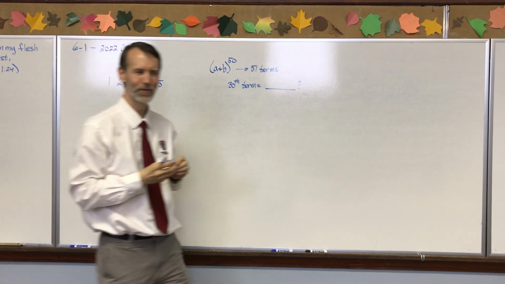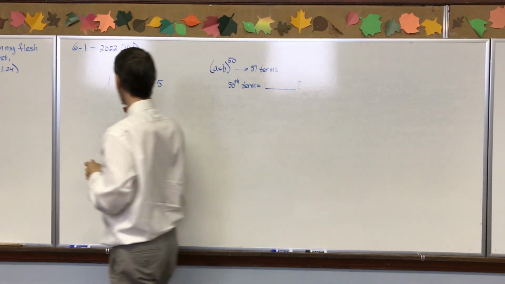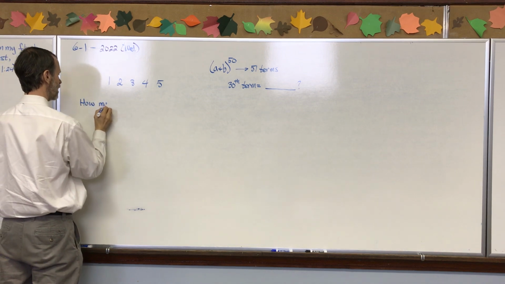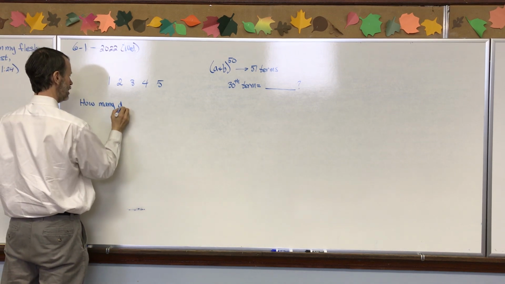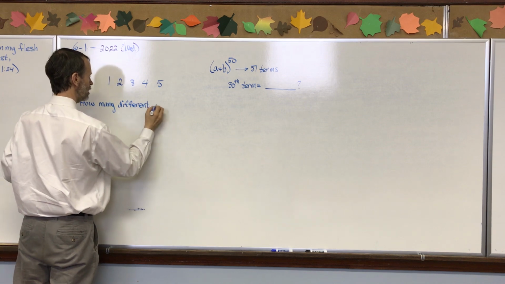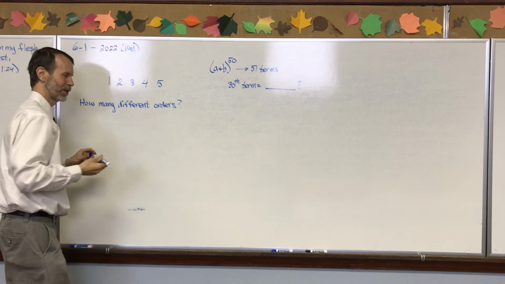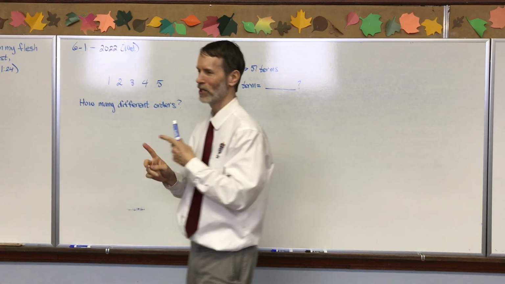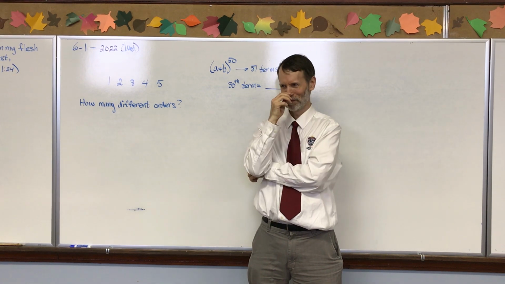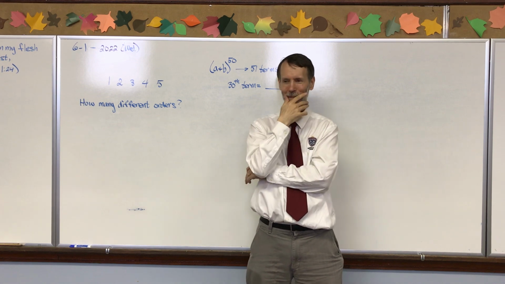Write down the numbers 1, 2, 3, 4, and 5. How many different orders can you make with these things? How many different ways can you rearrange them? Any ideas? A good guess.